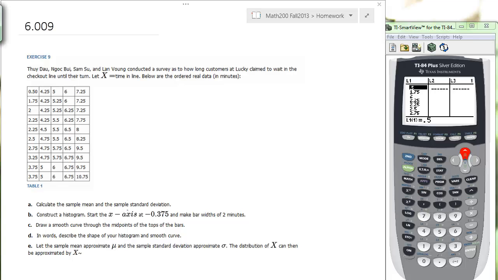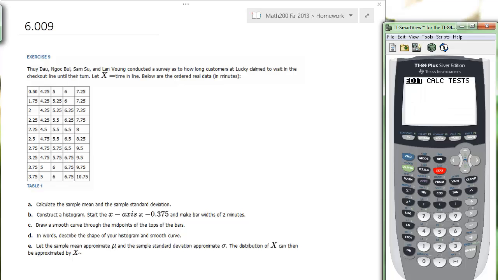Calculate the sample mean for the sample. Calculate the sample mean and sample standard deviation. So I've inputted all this stuff in the calculator, and we're just going to go to stat, calc, 1-Var Stats, and we're going to do the 1-Var Stats on L1.